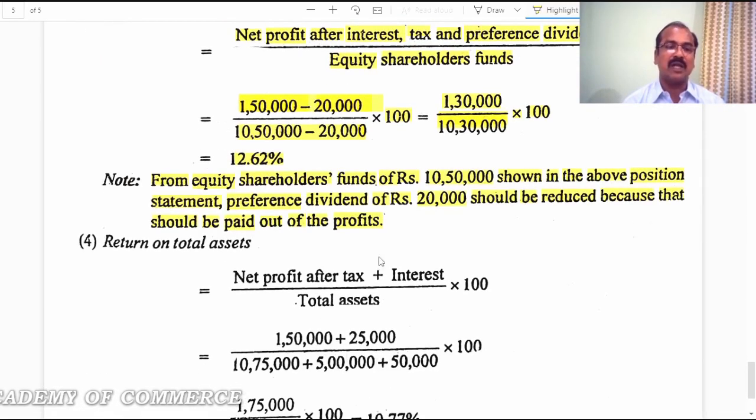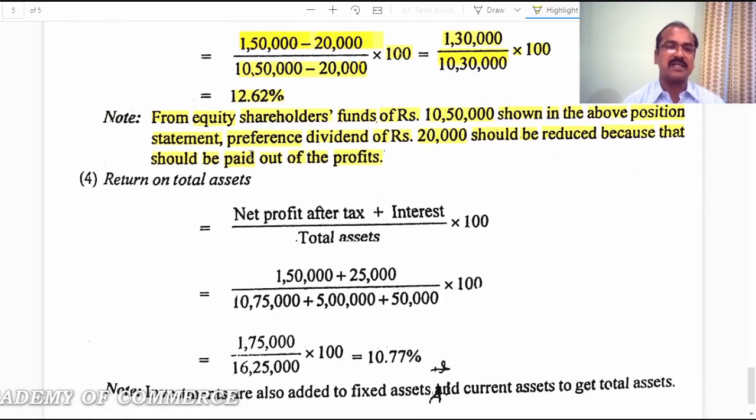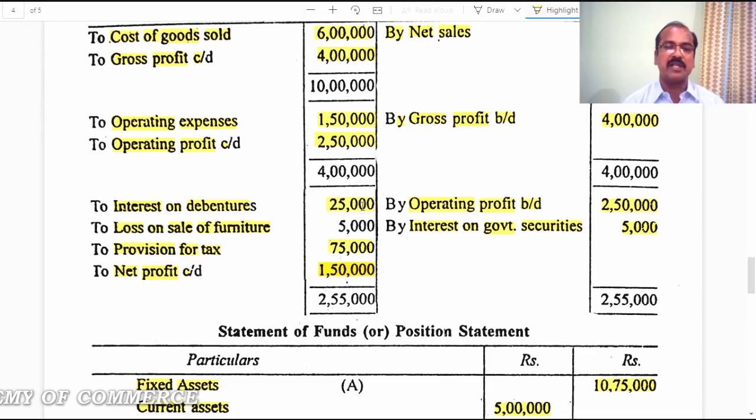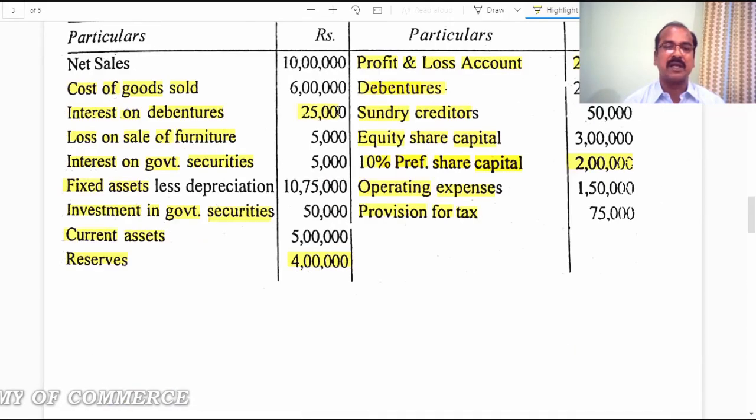Kindly go through. Now the last ratio to be computed here is return on total assets. What's the formula? Net profit after tax but before interest. Net profit after tax is 1,50,000. What is interest? Here it is mentioned as 25,000. Let us look at the problem. See the interest on debenture, 25,000, given in the problem also.